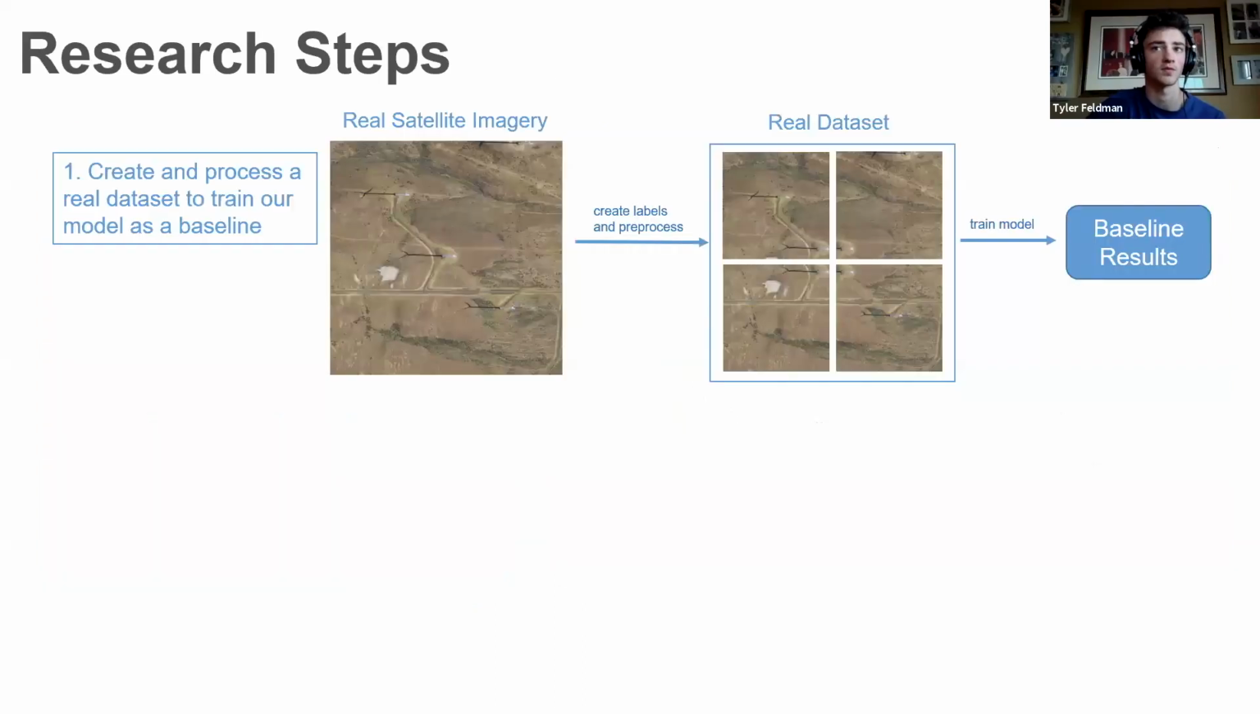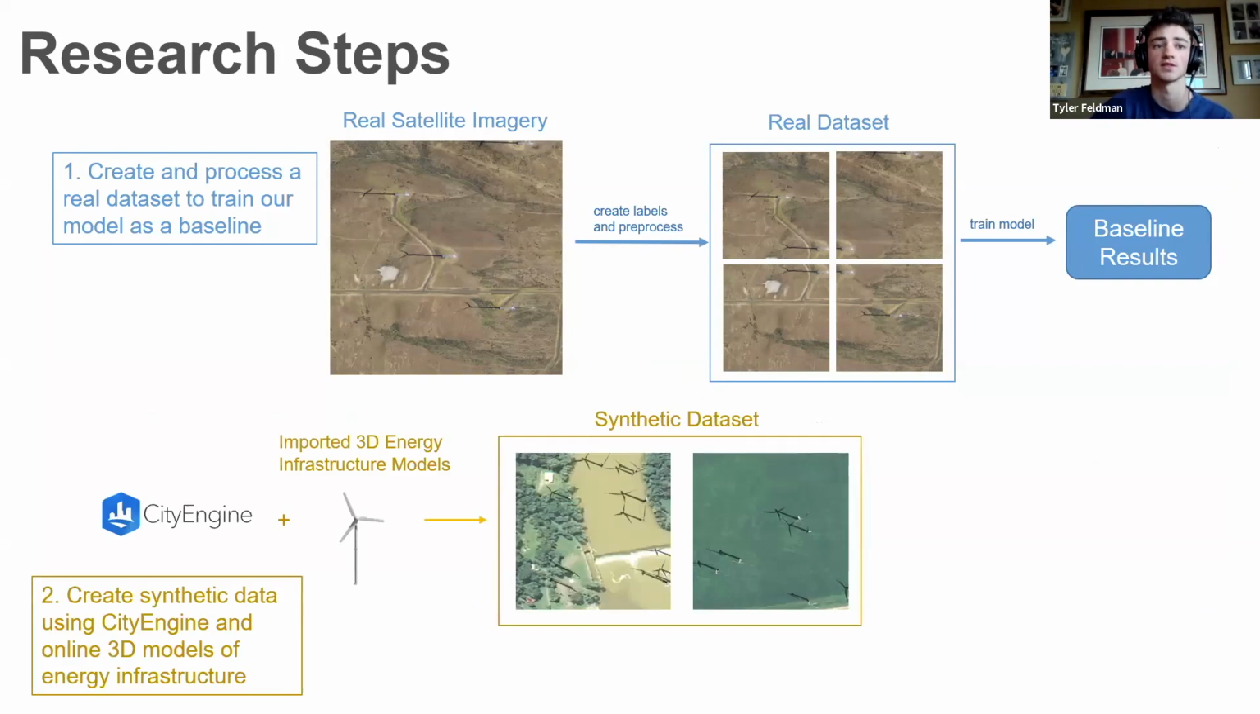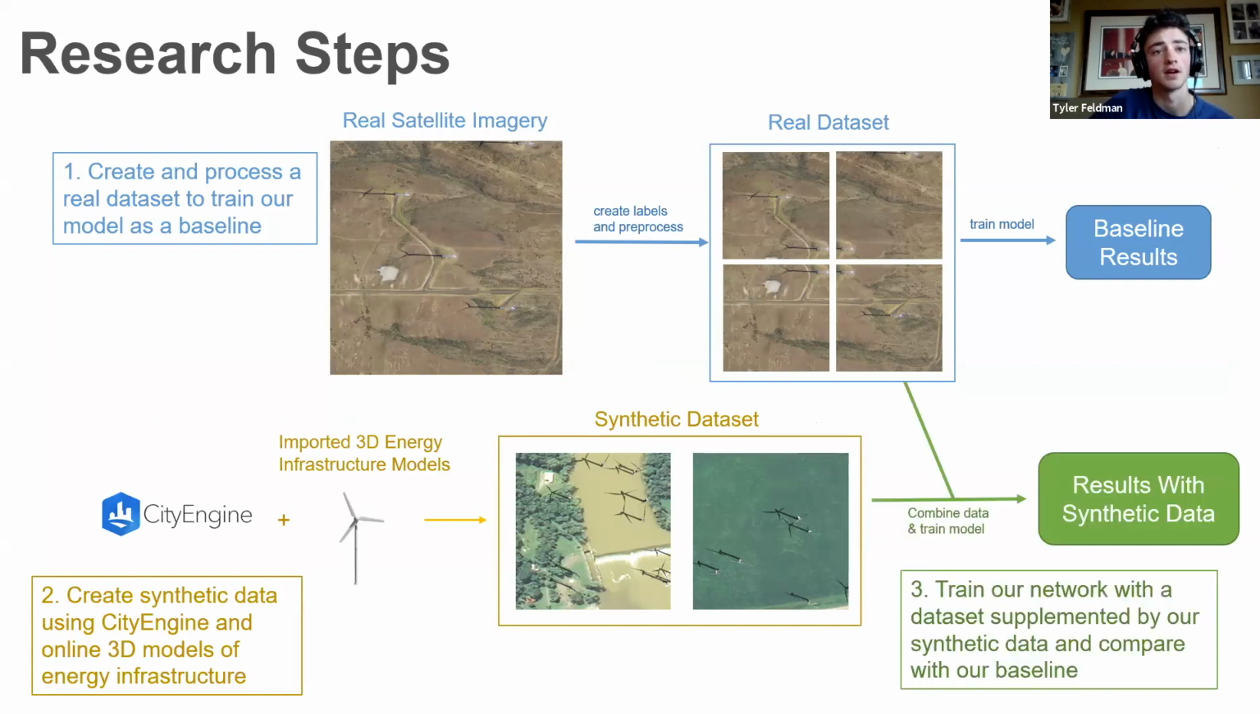Right, so the roadmap for this project was first to create and process a dataset of real satellite imagery, and we would train our model with this, and this would be our baseline. Then we created synthetic data using City Engine and imported energy infrastructure models. And then finally, we supplemented the dataset of real satellite or overhead imagery with this synthetic dataset, and compared these results with the baseline.